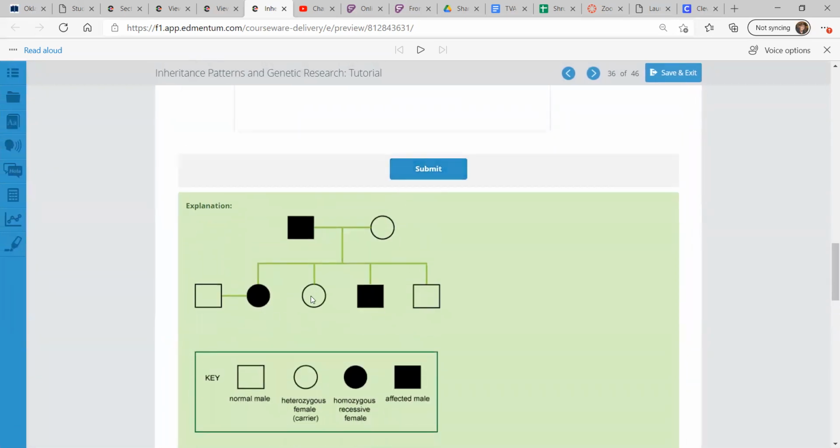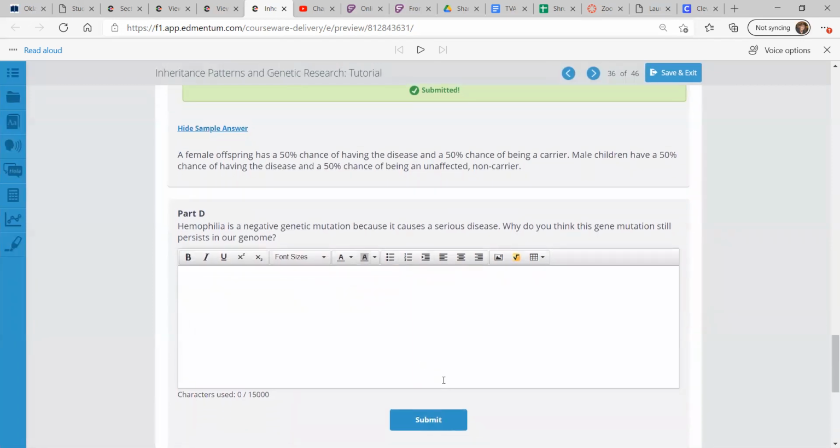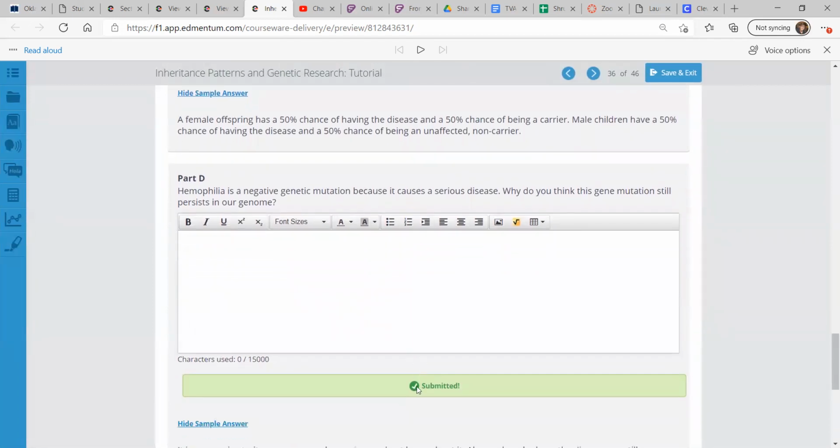50% being a carrier, and then 50% females being affected, dominant, homozygous, recessive. And then you have 50% males being unaffected, and then 50% being affected by the disease. Part D, hemophilia, is a negative genetic mutation because it causes a serious disease.